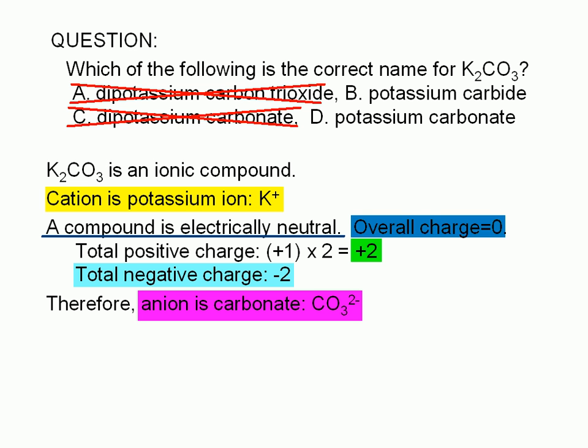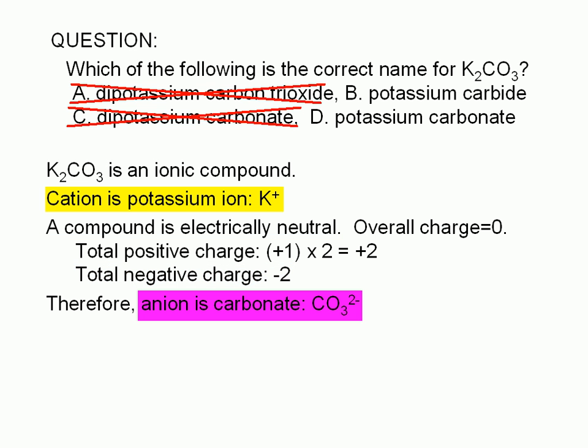This anion is called carbonate. So how do we know that it's called carbonate? We look it up or just memorize it. Compounds containing carbonates are quite common, so it's best to just memorize the carbonate ion and that it has a formula of CO3 with a -2 charge.